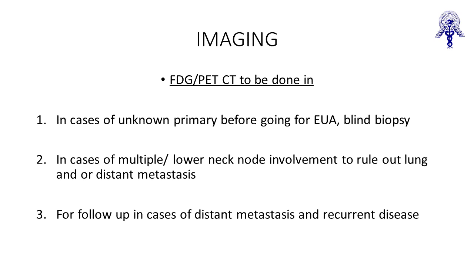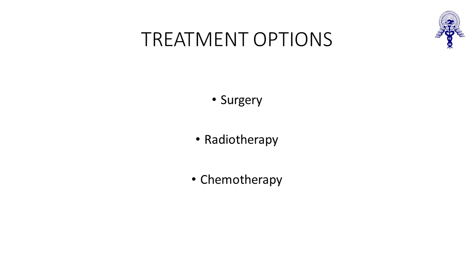When do we need these special investigations, FDG PET? In cases of unknown primary, before going for examination under anesthesia. Can unknown primary present as a sinonasal mass? Very rarely. In cases of multiple or lower neck node involvement to rule out lung or distant metastasis, or for follow-up in cases of distant metastasis and recurrent disease.